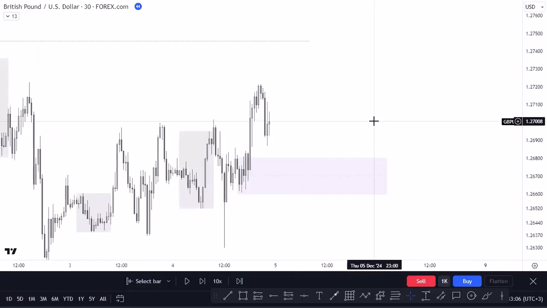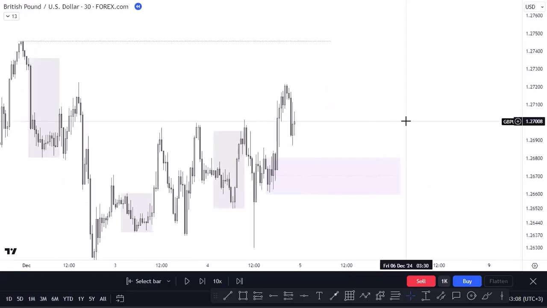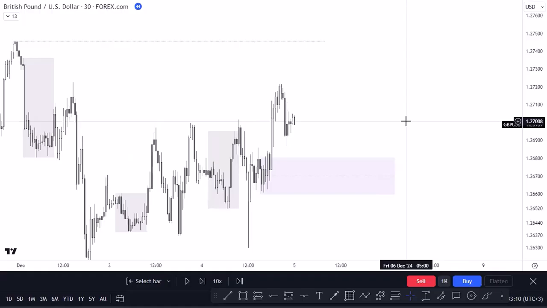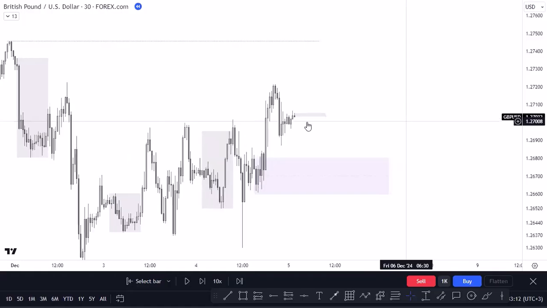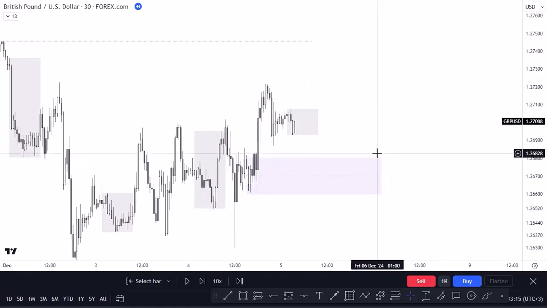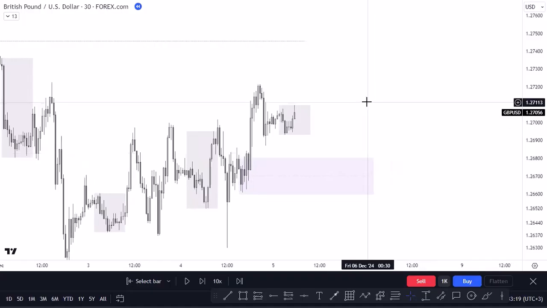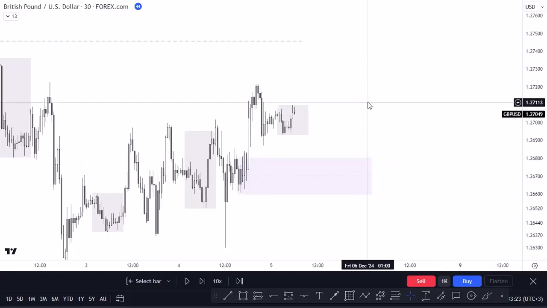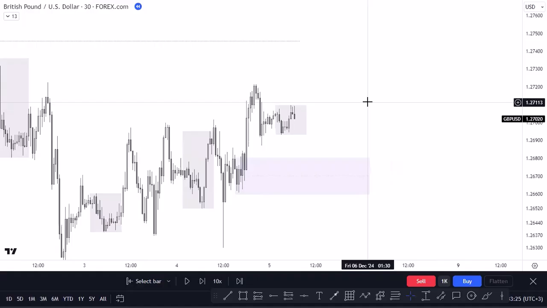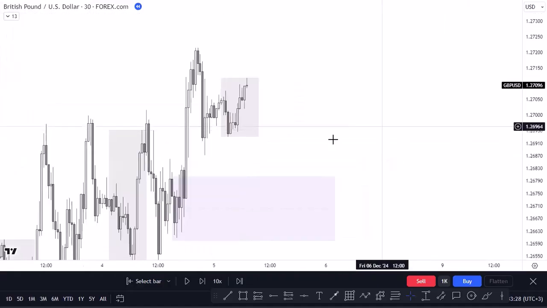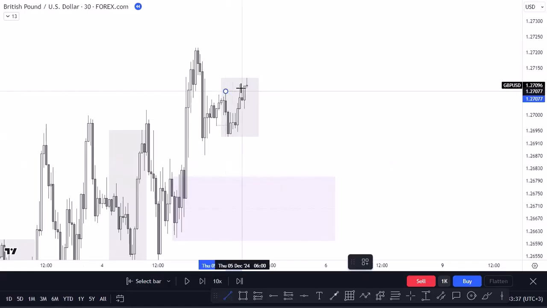On the 30-minute, I was waiting for the market to give me the nice shift. Then I was going to buy. Remember, this is Asia, so I don't trade during Asia. I was waiting for Asia to end in order to see the setups forming. And now you can see I have a shift like this. This was the sweep of liquidity, and this was the shift right here.